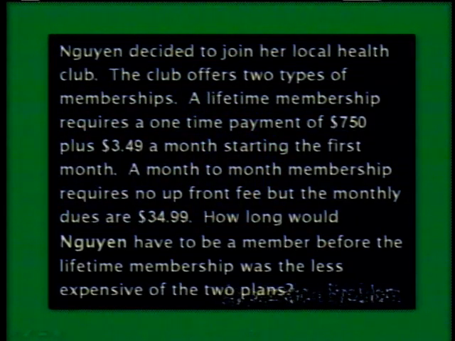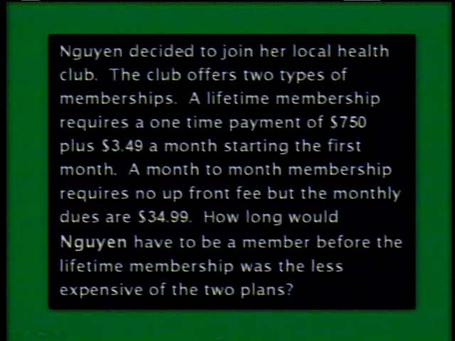Nguyen decided to join her local health club. The club offers two types of memberships. A lifetime membership requires a one-time payment of $750 plus $3.49 a month starting the first month. A month-to-month membership requires no upfront fee, but the monthly dues are $34.99. How long would Nguyen have to be a member before the lifetime membership was the less expensive of the two plans?